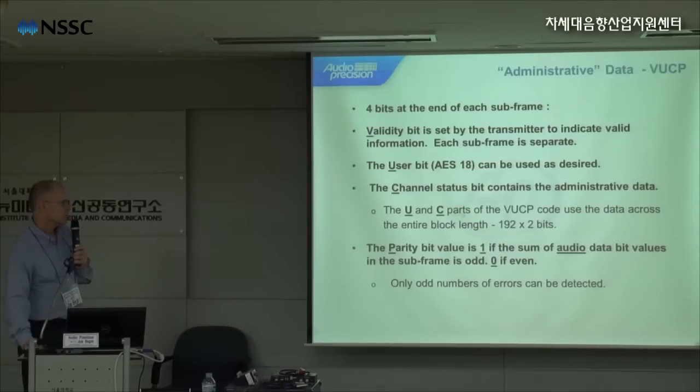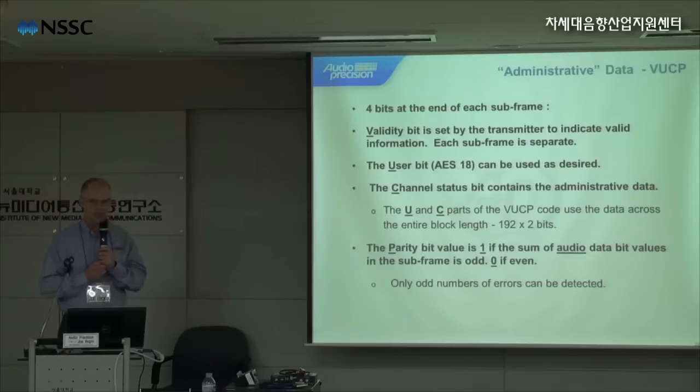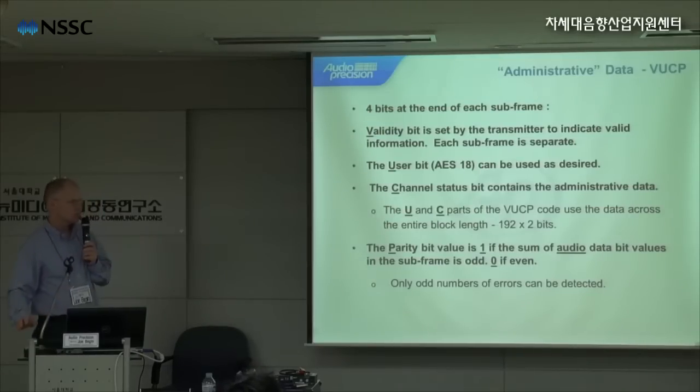And the U and C parts of the VUCP code use the data across the entire block length, 192 times 2 bits. So a channel status block has 192 frames, and when you take these U and C bits from each of these 192 frames, you get 192 bits for each of the user bits and the channel status bits.